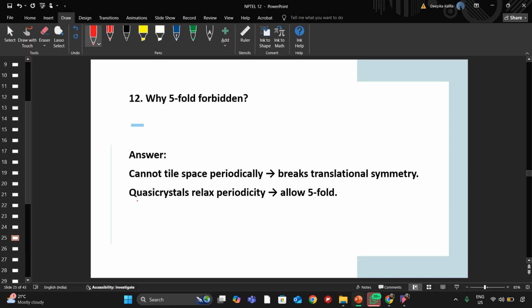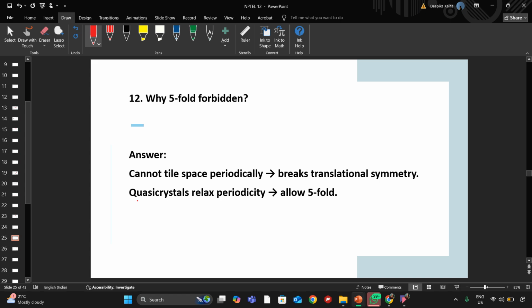So the next question is why five-fold is forbidden. In traditional crystallography, five-fold symmetry is forbidden because shapes with five-fold symmetry, like pentagons, cannot tile a 2D or 3D plane seamlessly. According to the crystallographic restriction theorem, only 2, 3, 4, and 6-fold rotational symmetries can create repeating patterns.